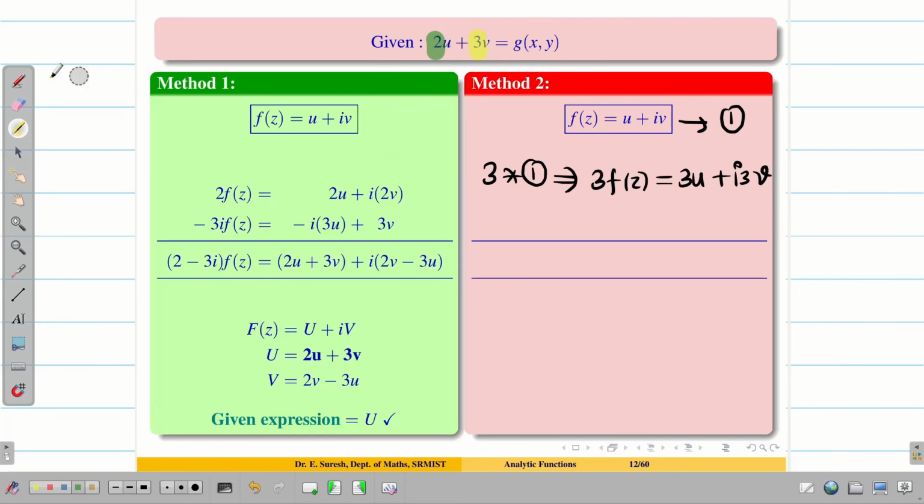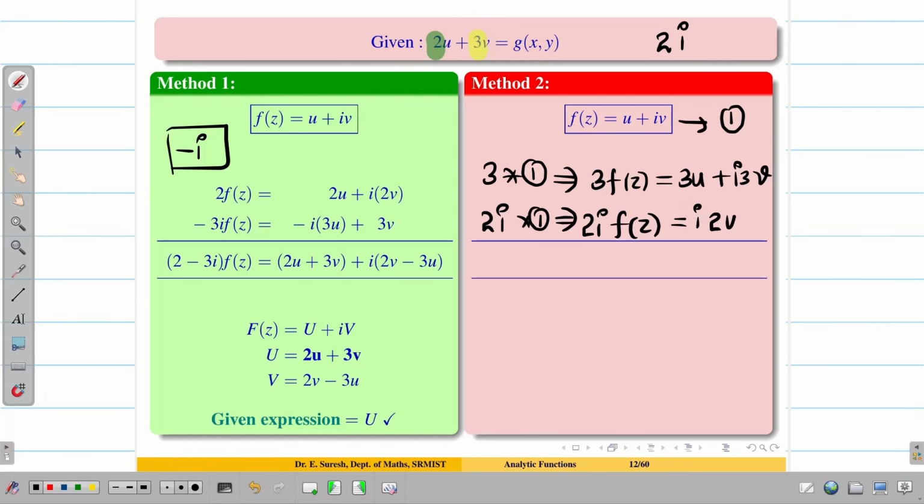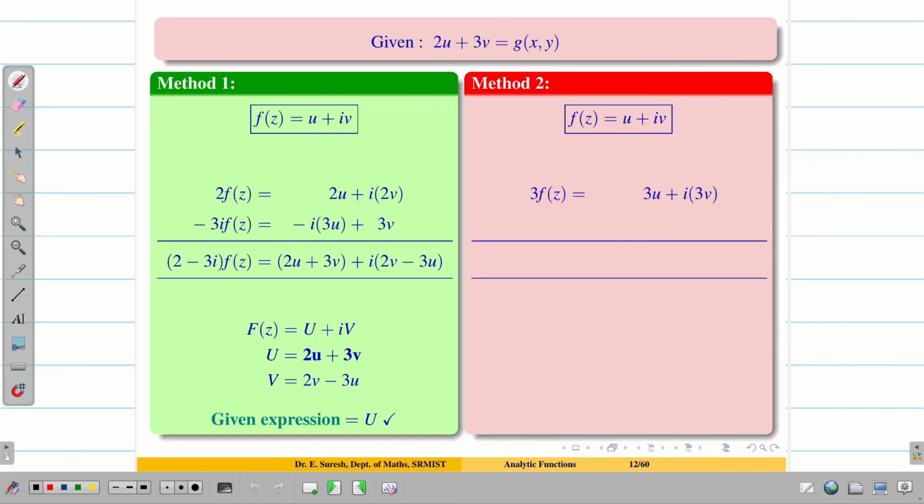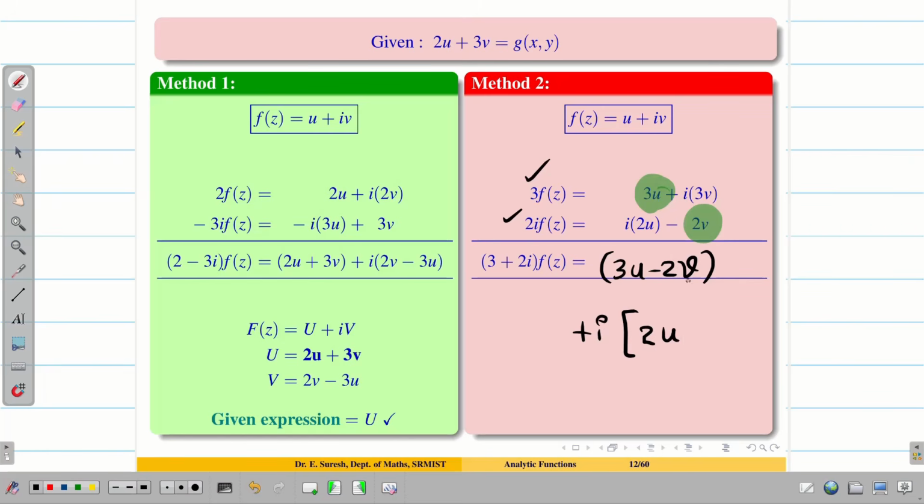Next we have to take the coefficient of u and multiply with plus i. Here we multiplied with minus i. In method 2, we multiply with plus i. So 2i into 1, we get 2i into f of z. u into 2i is i into 2u, then 2i into iv, so 2i square v, that is minus 2v. Now we have to add these two equations. So when you add these two equations, we get 3 plus 2i into f of z. Here the real part is 3u minus 2v, and then the imaginary part is 2u plus 3v.